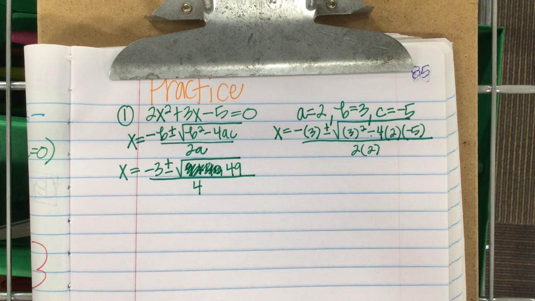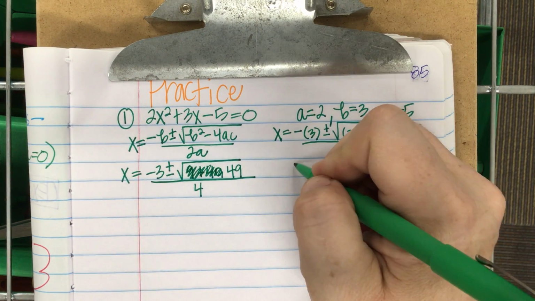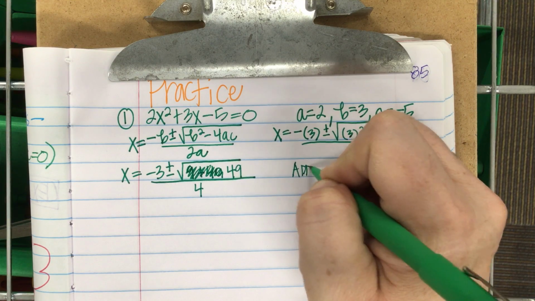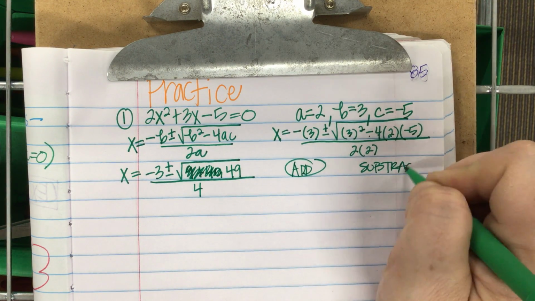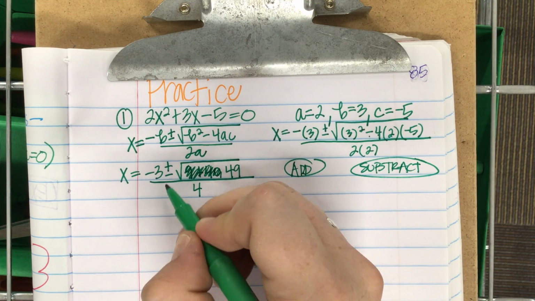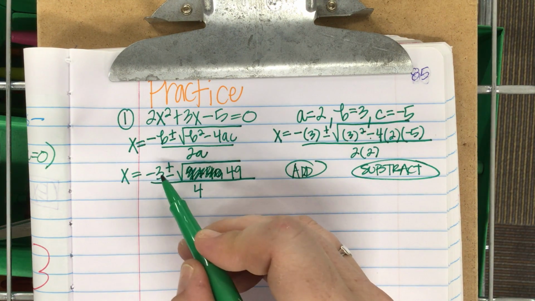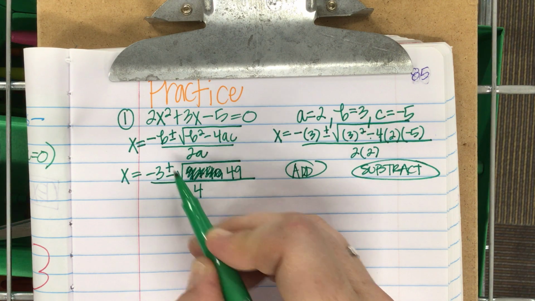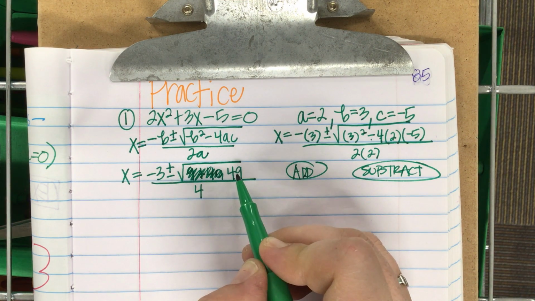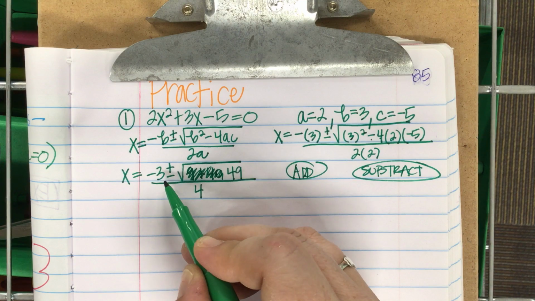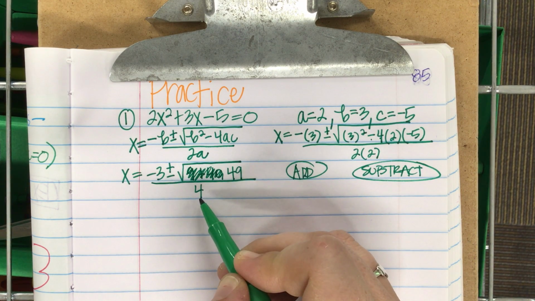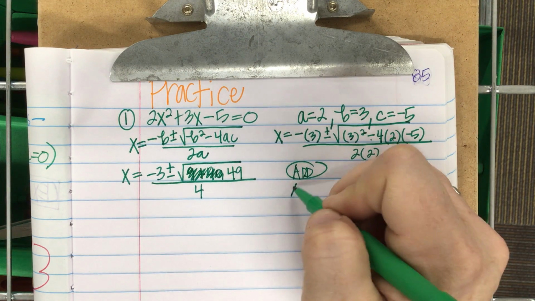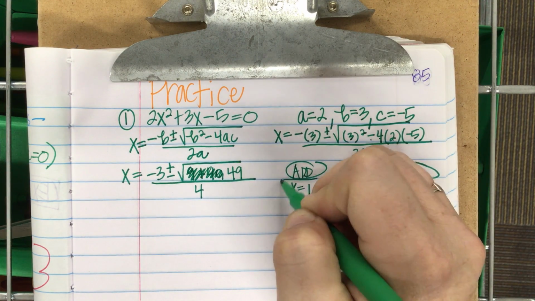Remember, step number 4 after you simplify is to solve it twice. I'm going to add the first time, and then I'm going to subtract the second time because it's plus or minus. -3 plus, what's the square root of 49? 7. What's -3 plus 7? 4. Divided by 4 is 1. My first solution is x equals 1.